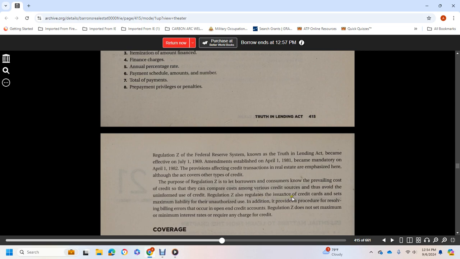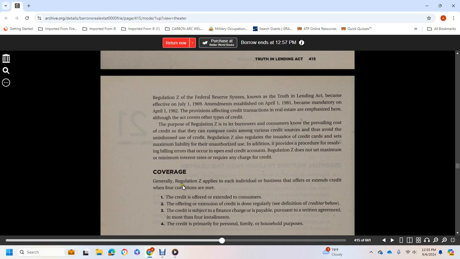Regulation Z also regulates issuance of credit cards and sets maximum limits on unauthorized use. In addition, it provides procedures for resolving billing errors that occur in open-ended credit accounts. Regulation Z does not set maximum or minimum interest rates or require any credit coverage. Generally, Regulation Z applies to individuals and businesses that offer extended credit when 4 conditions are met.